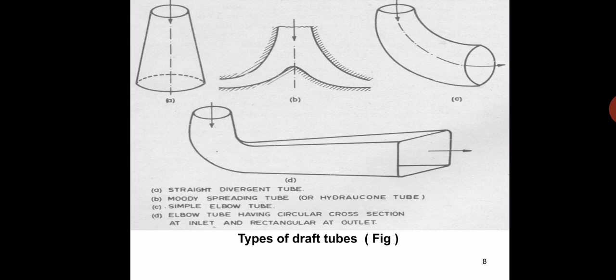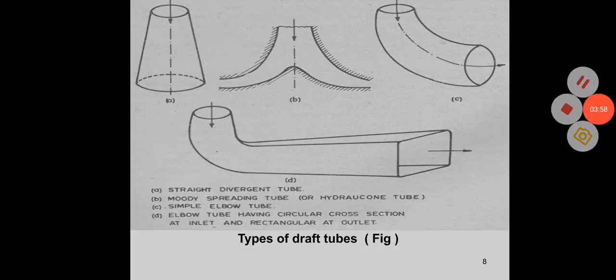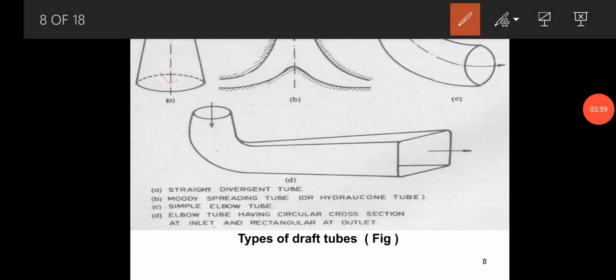Here you can see in the figure, A is the simple divergent tube or conical shaped draft tube. So this is the conical shaped draft tube. Number 2 is the Moody spreading tube or hydrocone tube, number 3 is the simple elbow tube, and number 4 is the elbow tube having a circular cross section at the inlet and a rectangular cross section at the outlet. These are the different types of draft tubes.